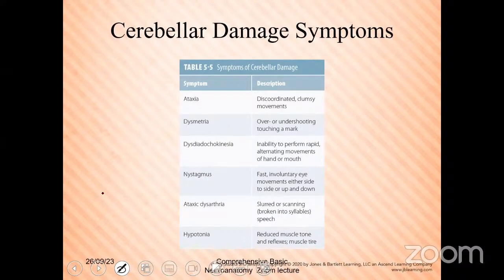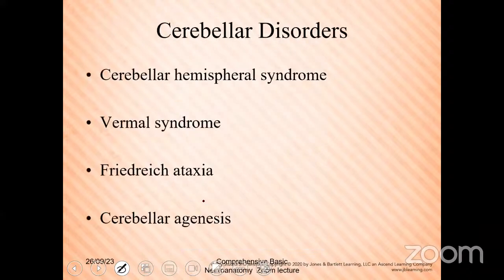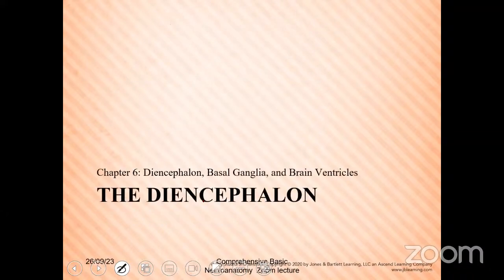Ataxic dysarthria is slurred or scanning speech, broken into syllables, along with reduced muscle tone and reflexes, and the muscles tire very easily. These are the core features of cerebellar damage: ataxia, dysmetria, dysdiadochokinesia, nystagmus, ataxic dysarthria, and hypotonia. These are the features of the cerebellum. And cerebellar hemispheric syndrome, vermal syndrome, Friedreich's ataxia, cerebellar agenesis are some of the disorders which you come across. We'll talk more about this in the class on cerebellar disorders.